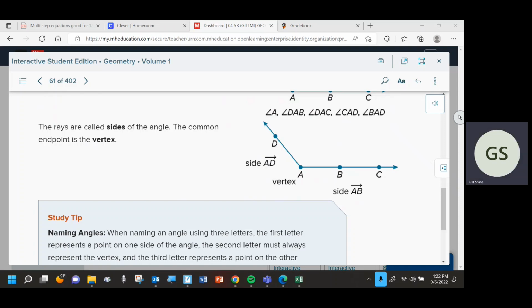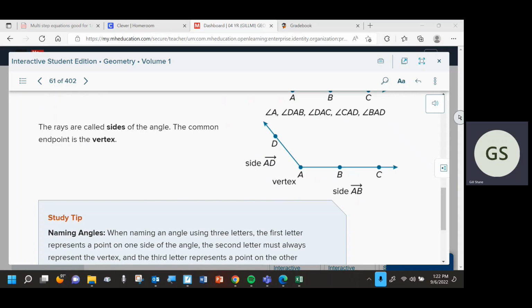Remember, I'll be honest, I don't remember what else I said. So this side of the angle, we're just using the name of the ray. I don't think that's a big deal. I don't know when that's ever going to come into play, but they just said this side is ray AB or ray AC. They could have also used this side is ray AD.